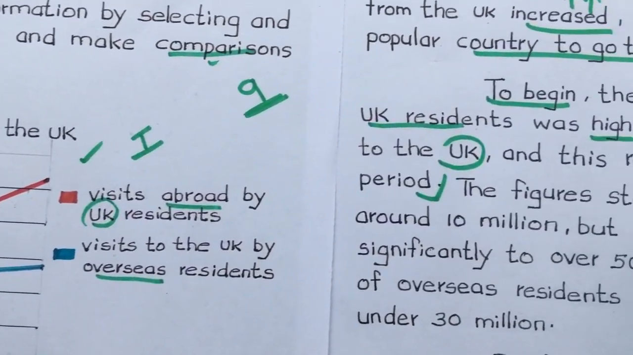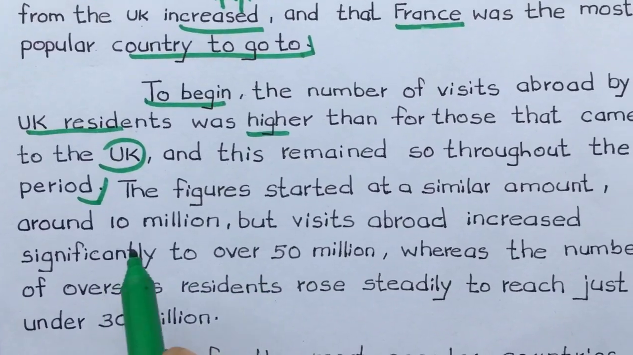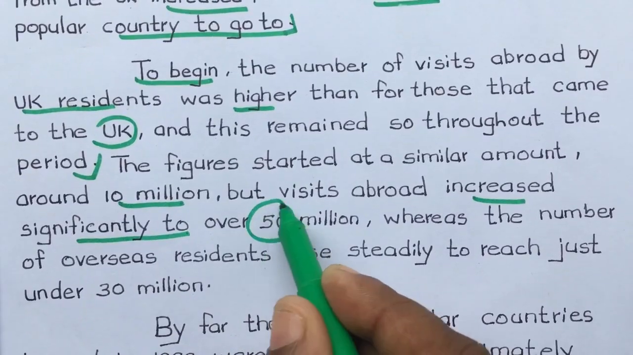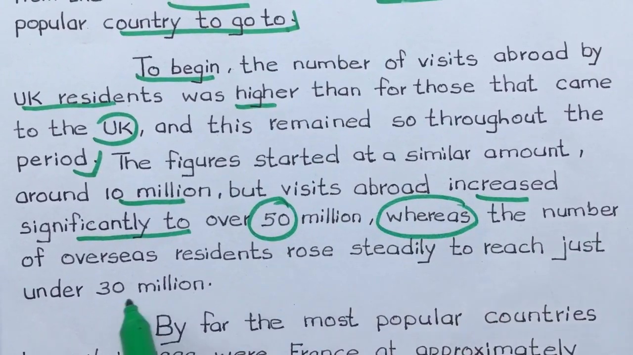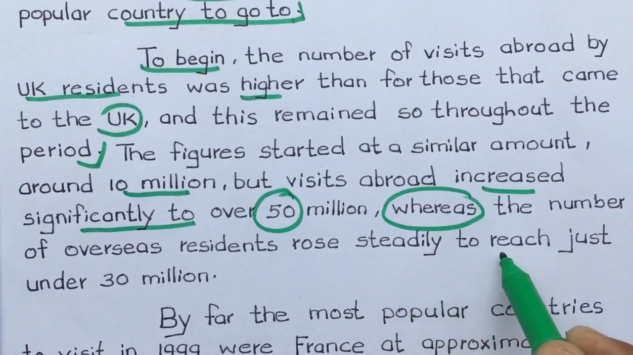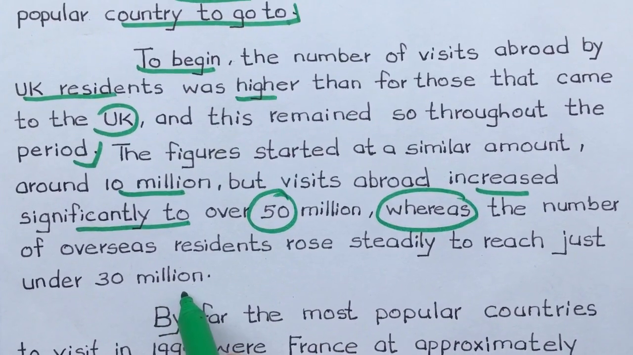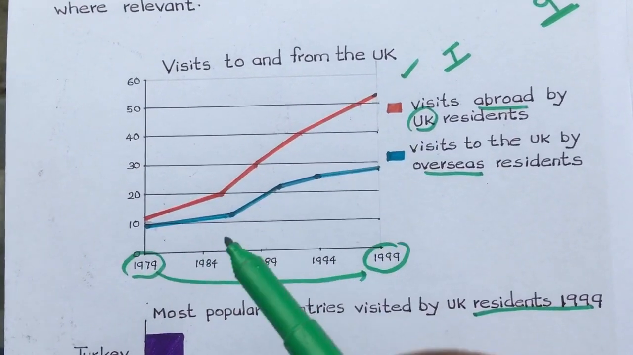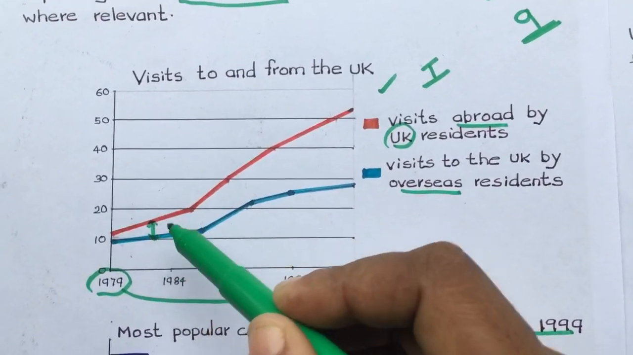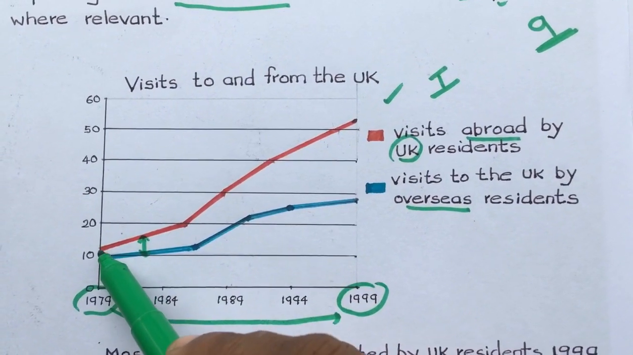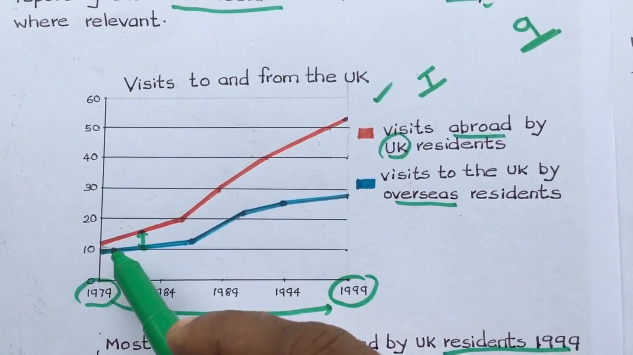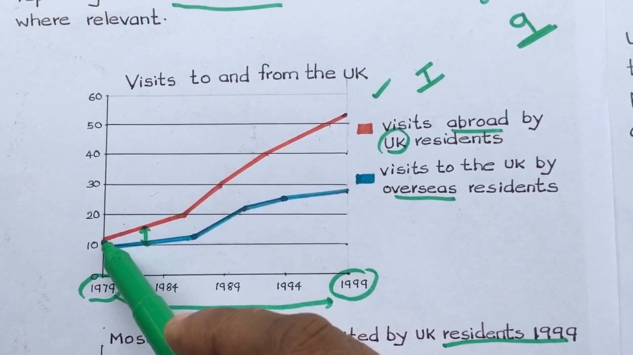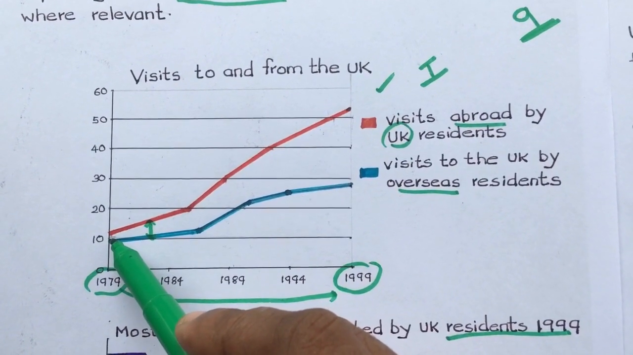Got it? The figure started at a similar amount, around 10 million, but the visits abroad increased significantly over 50 million, whereas the number of overseas residents rose steadily to reach just under 30 million. Okay, let's move to the diagram first, then you will understand. The figure started at a similar amount. Similar amount, because we are going to compare both. That's why I have used the word similar. So that means it's almost 10 million. When you use a number, you can't say exactly 10 million because here it is more than 10 million. So you can say around 10 million.